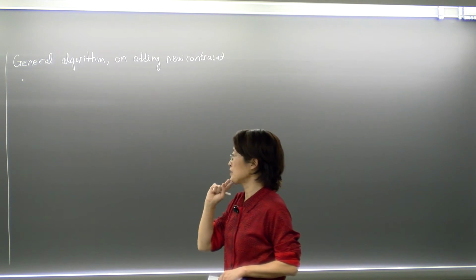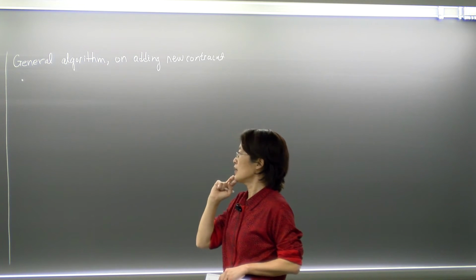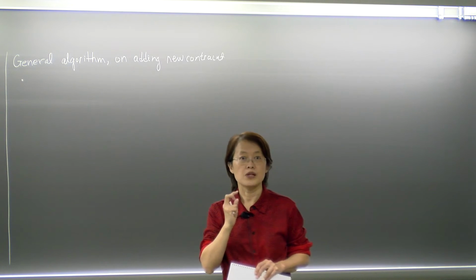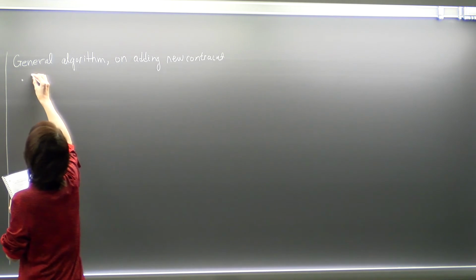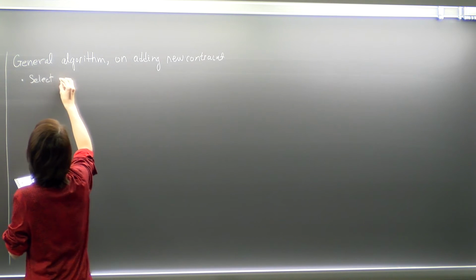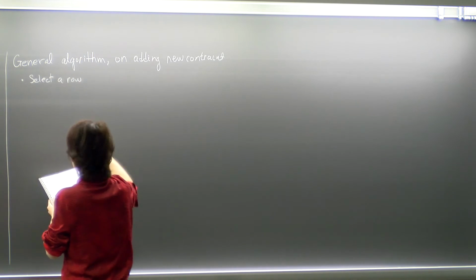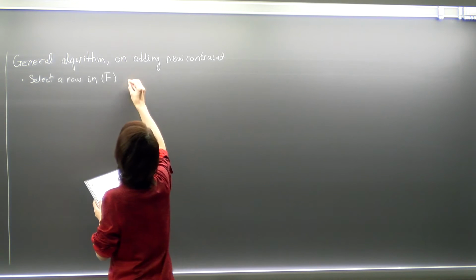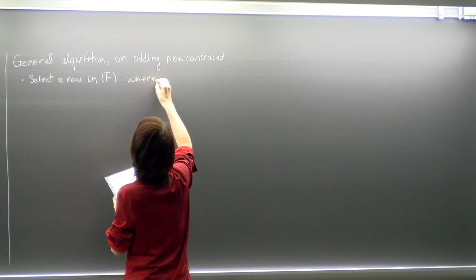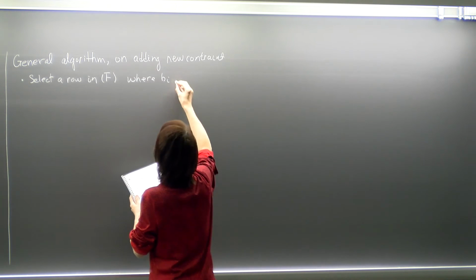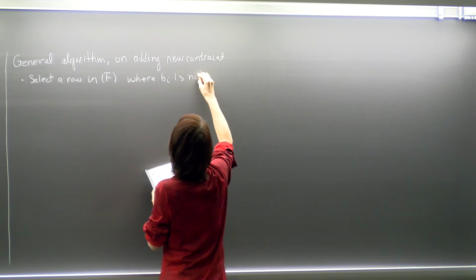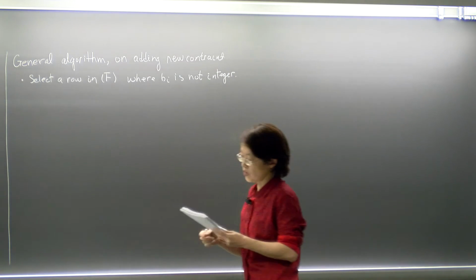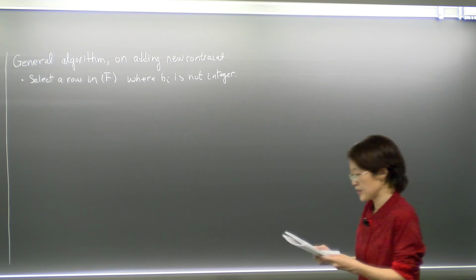So, recall what we did. We looked at the final tableau and we checked the B and we select one row where B is not integer. Is that right? So that's your starting point. I will select a row in the final tableau. Let's just call it i, where the b_i is not integer. Any of them you can choose. You can choose the one with the largest integer part, but it doesn't really matter.